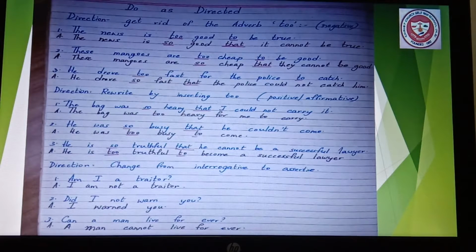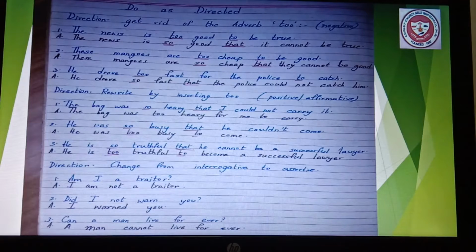Now again, the second direction is: rewrite by inserting "too," T-O-O. In the first direction, we had to remove it. Now we have to insert it. The first one: the bag is so heavy that I could not carry it. In this case, I am going to include "too." What will I then do? I will simply remove "so" and "that" and put "too" and "to." The bag was too heavy for me to carry.